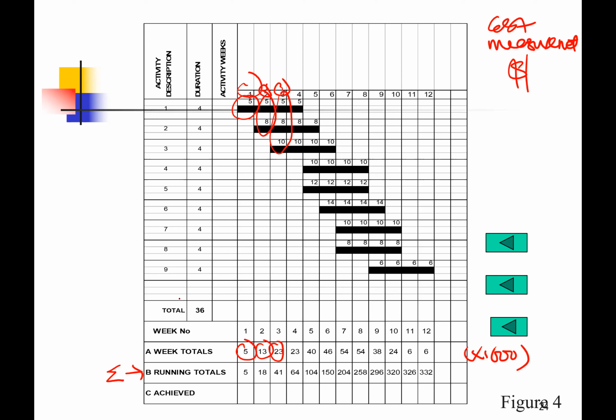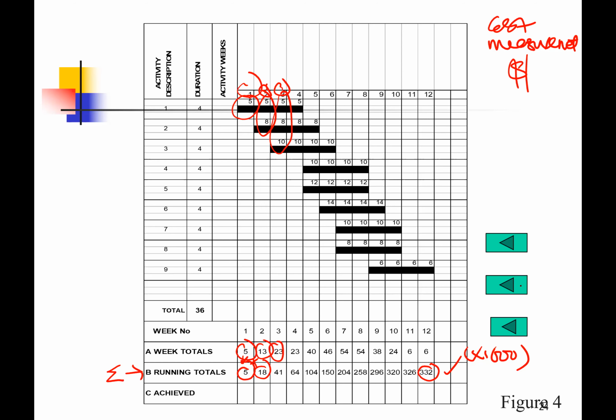Value means cost plus profit. Profit is already inside those figures. The client doesn't have to know. Only you know. So the cumulative is basically the first week is 5, second week 5 plus 13 would be 18, etc. And at the end of the day, this is the amount that you get.